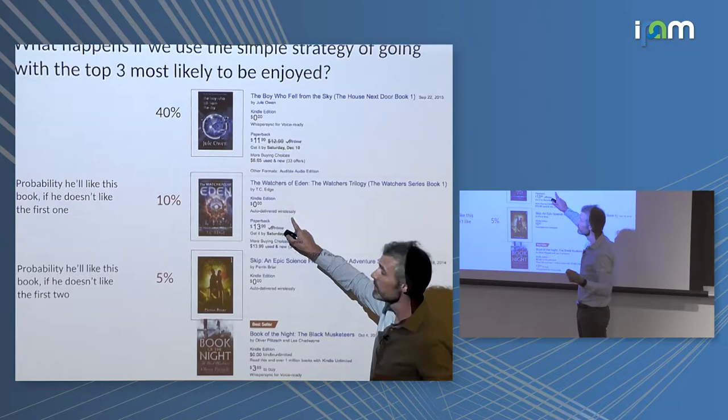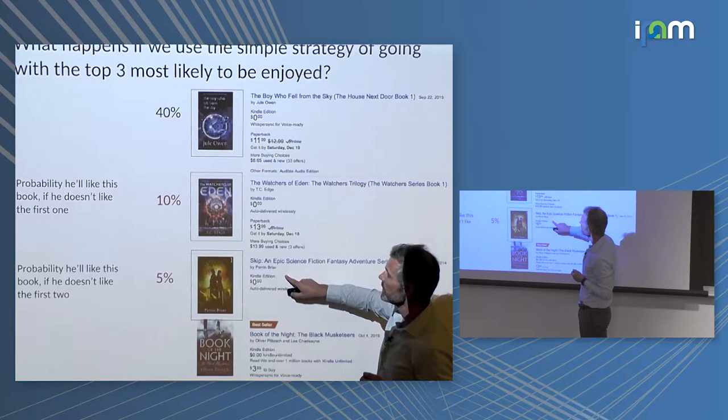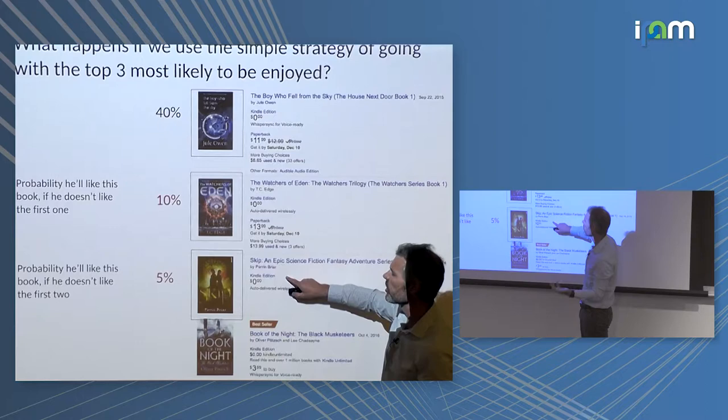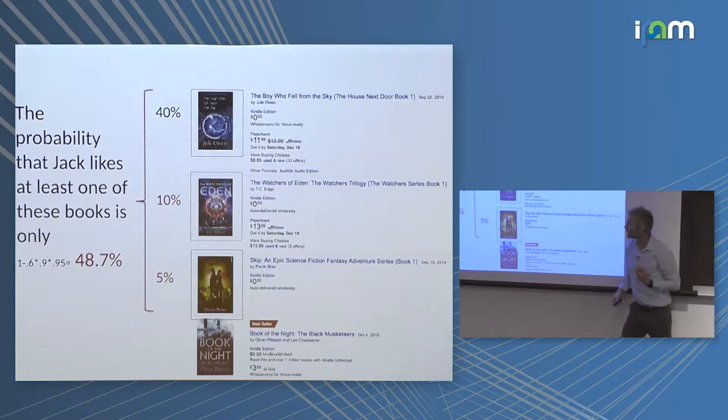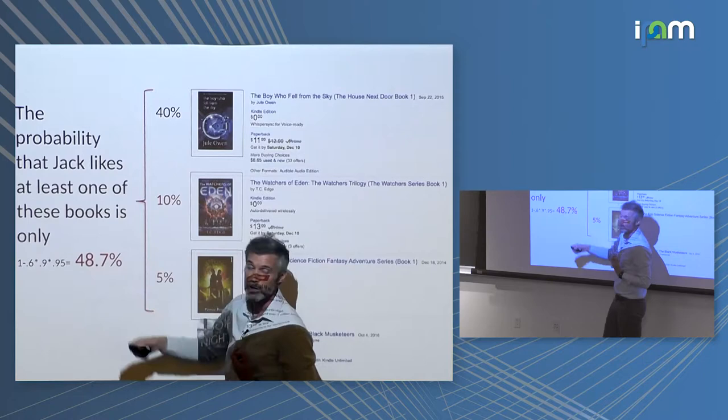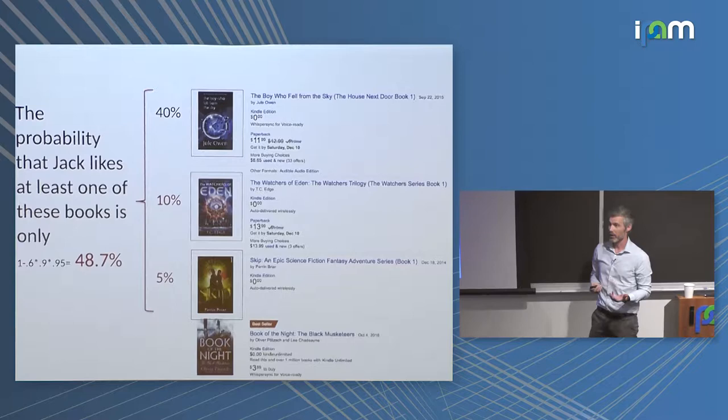And then the third book, the probability he doesn't like this one, given that he doesn't like either of the first two, because it's also sort of in the same genre, is 95%. So I've got 0.6 times 0.9 times 0.95. That's the probability he doesn't like any of them. Subtract that from one, and I get a number around a half for the probability that this particular set of three items will succeed in my goal as a parent. So not terrible, but also not great.